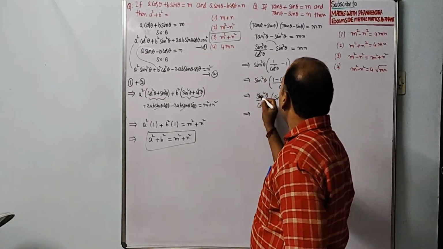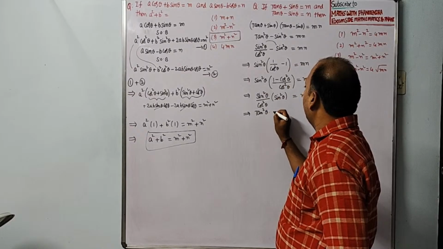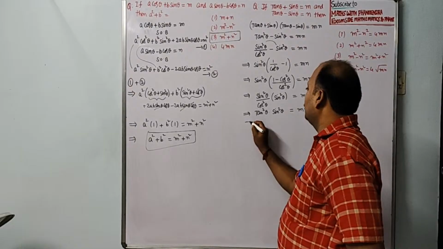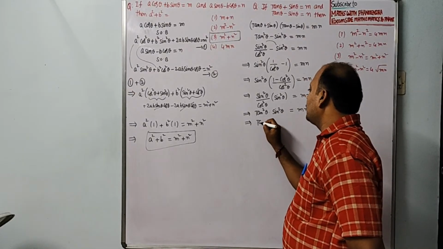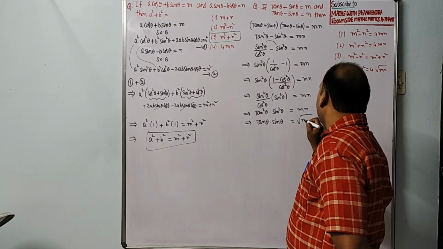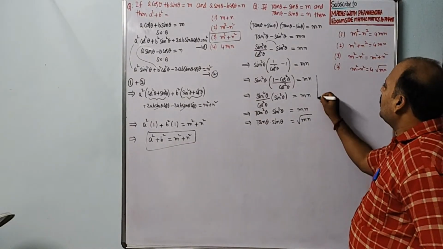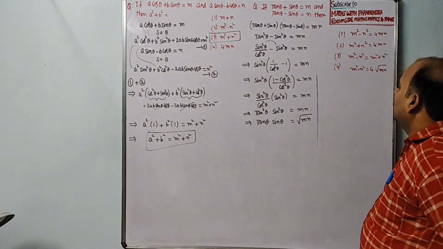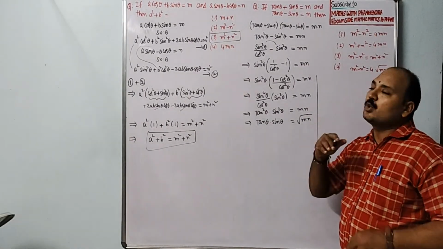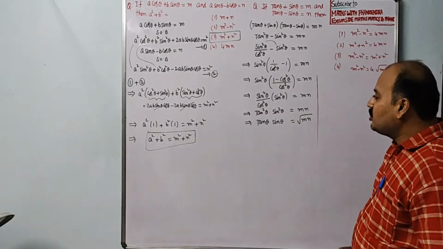So sine by cos is tan. So tan square theta into sine square theta is equal to m into n. So if you remove square here, tan theta into sine theta is root over mn. Till here, understand it, students? So what we have to do is, in other case, here these values also in terms of tan theta and sine theta, we need to convert.